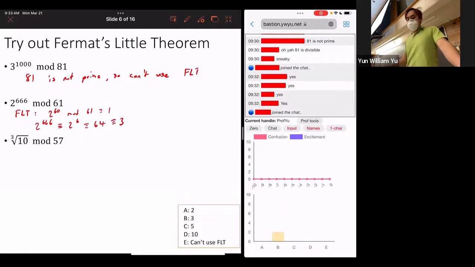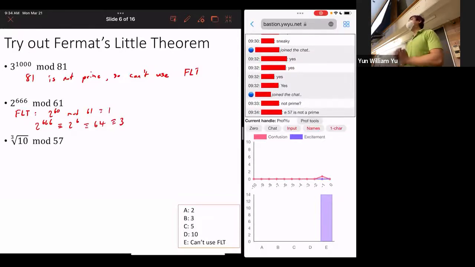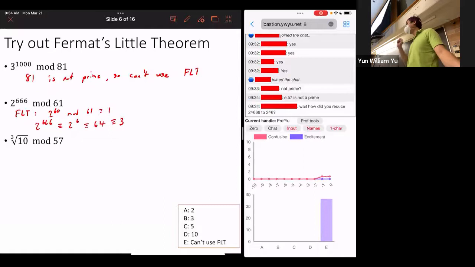What about the cube root of 10 mod 57? Good. It seems like people are paying attention. Is 57 prime? And the answer is no. 57 is not prime. So again, you can't use Fermat's little theorem.